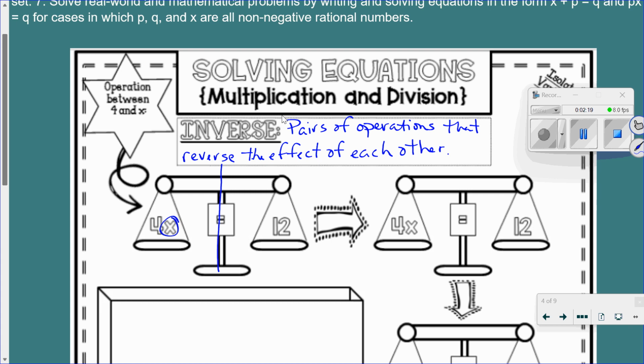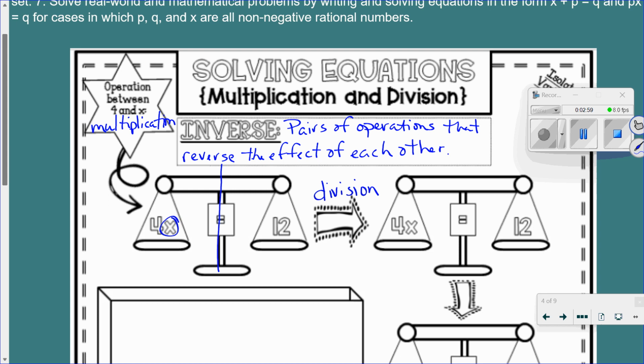So as I see my variable, what number is with it? No, x is the variable. What number is with it? 4. The first question you ask yourself, what is the operation between 4 and x? Multiplication. If I write them side by side, guys, that is multiplication. Is there anyone who doesn't see that? Okay, to undo it, we have to do the opposite. So what is the opposite of multiplying? Division.